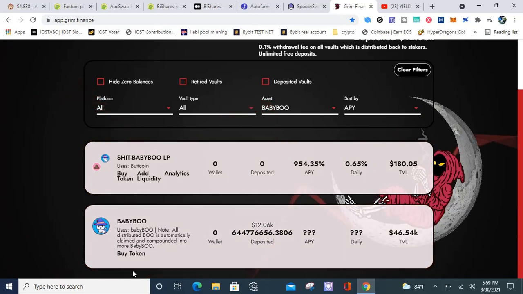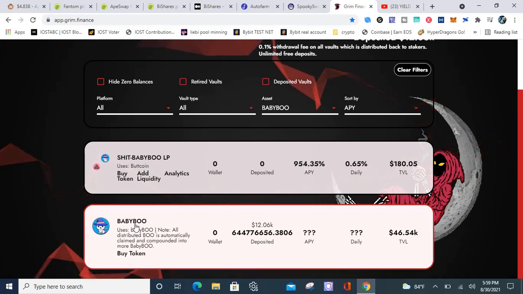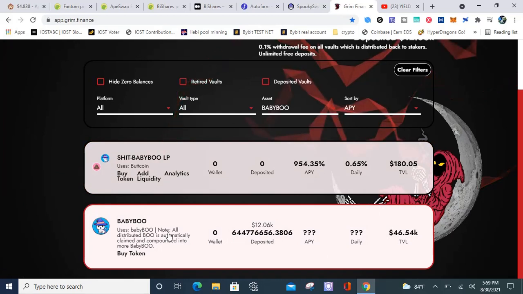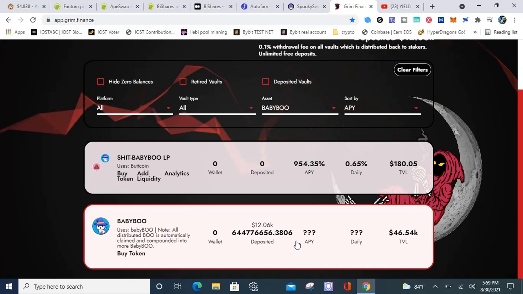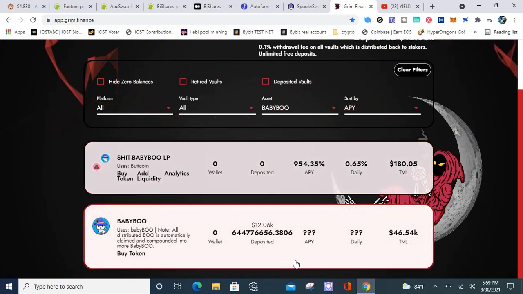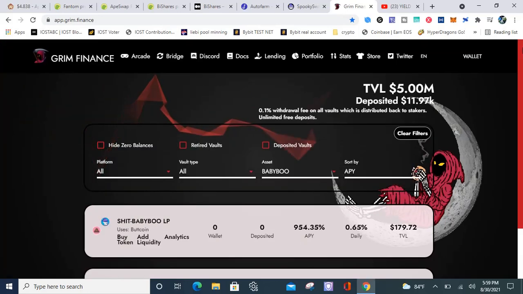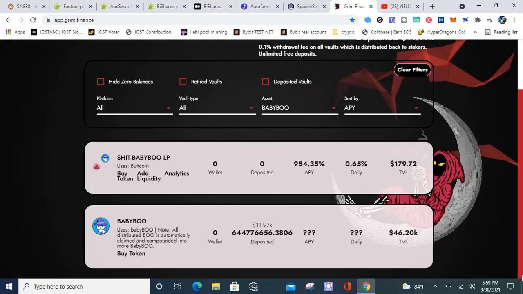And I have my Boo on app.gram.finance, where they auto compound my Boo rewards. Every time there's a transaction, I earn Boo. Gram takes that Boo and buys Baby Boo. Then it repeats this process: every time there's another transaction, I earn more Boo, and Gram takes that Boo and buys more Baby Boo. The more Baby Boo I hold, the more Boo I earn. I hope I didn't confuse you, but it's pretty simple. It's not hard. It's really passive income. I'm not doing anything for it.